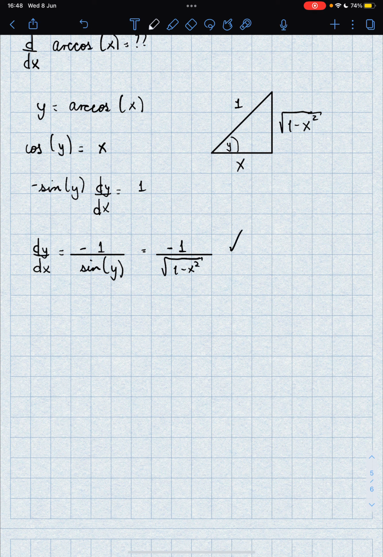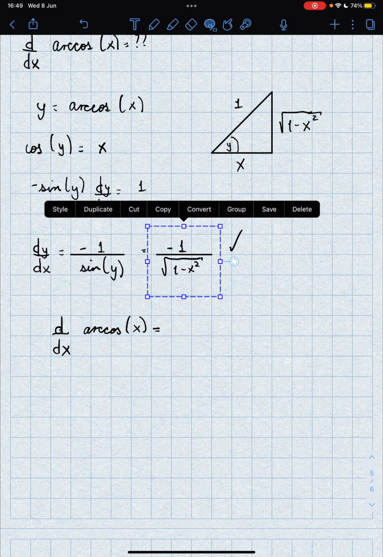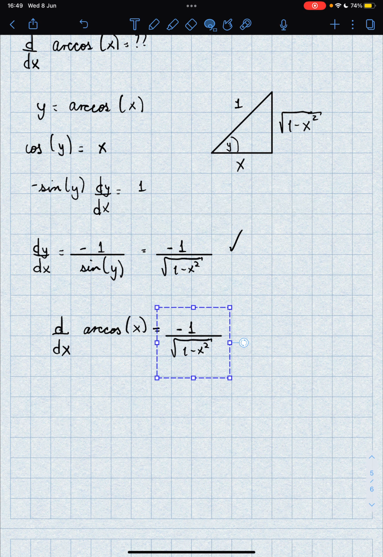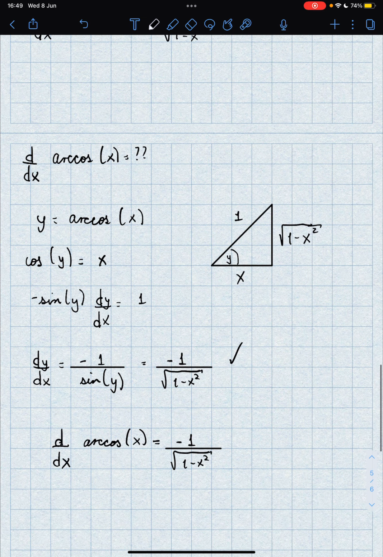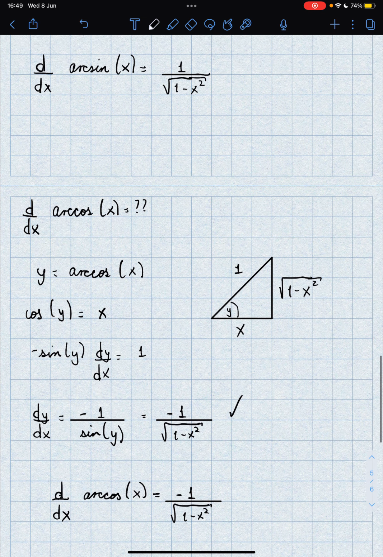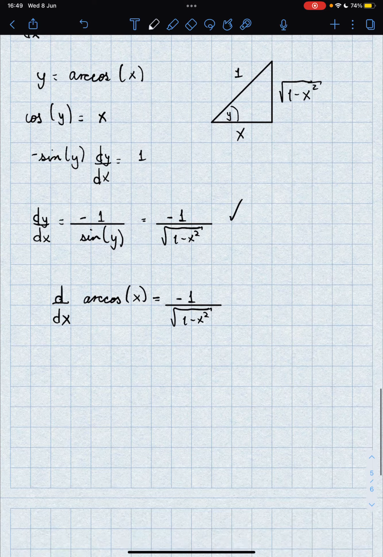And that's how you have it. So the derivative of arccosine of x is gonna be this expression over here. If I compare the derivative of arccosine and arcsine, what I notice is that the difference is only the minus here. But at the end, it's the same expression. Now, let's go to the last one.